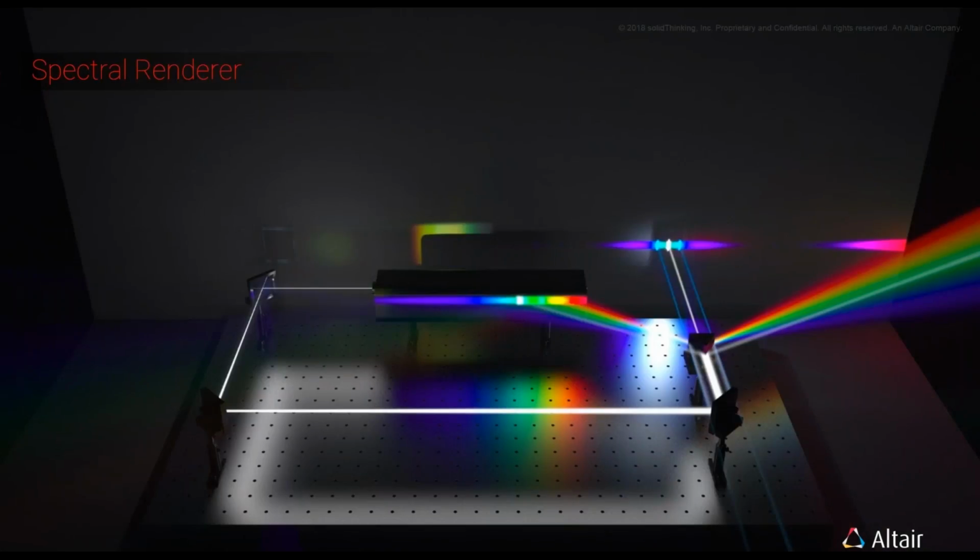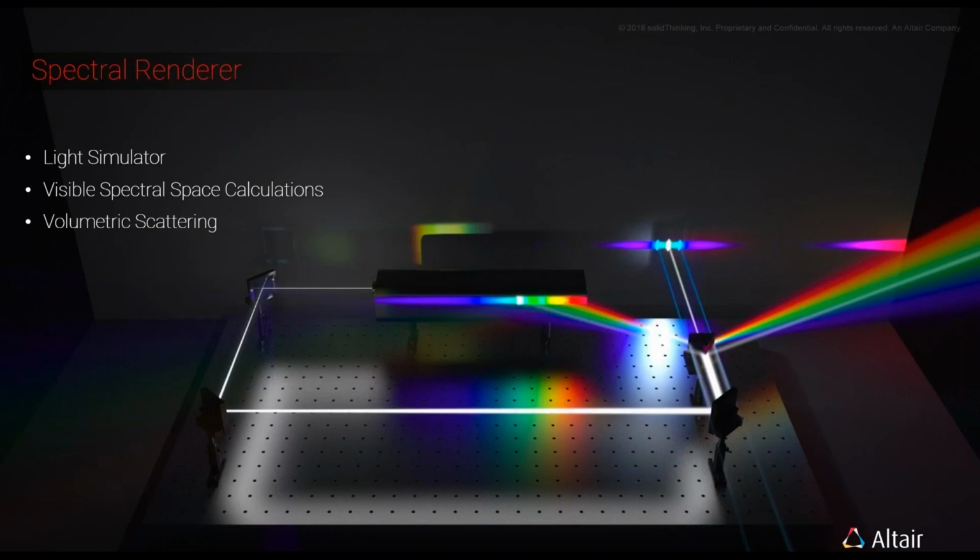Thea, at its core, is a spectral renderer. It's built on top of a strong mathematical framework, leading to a very robust and biased core. It can be seen as a light simulator, performing calculations in the full visible spectral space, and it's able to render advanced phenomena like volumetric scattering and spectral index of refraction.